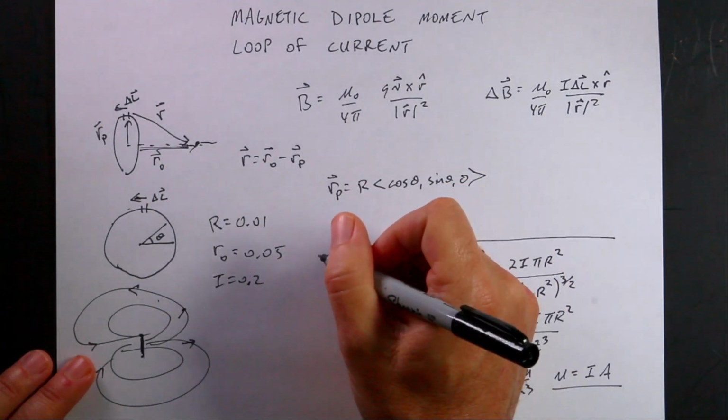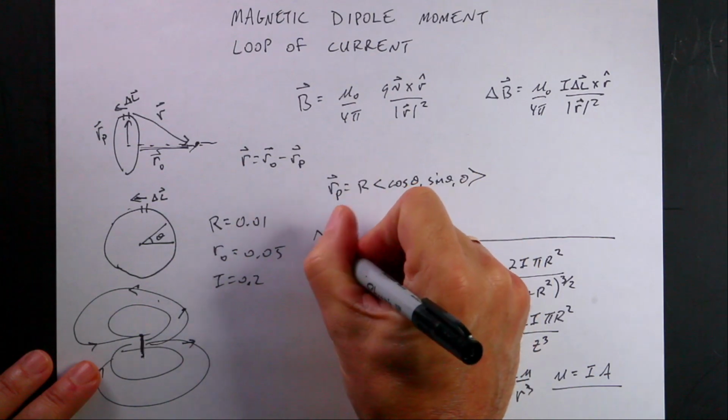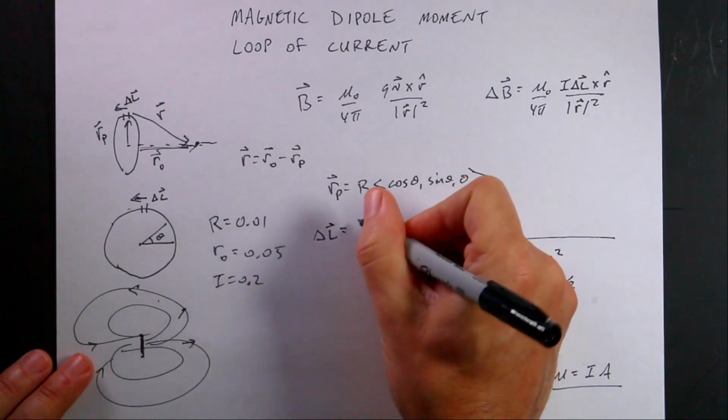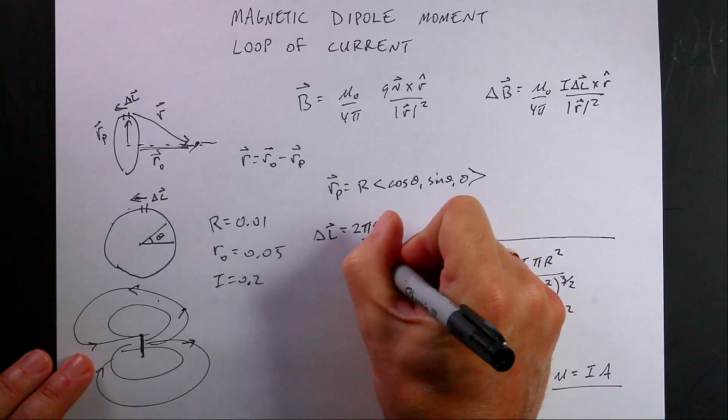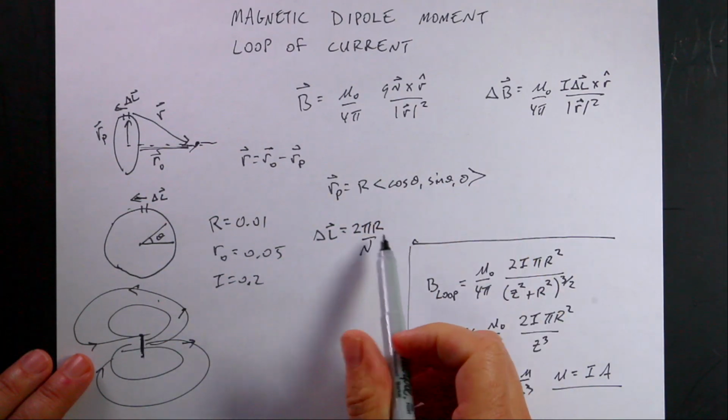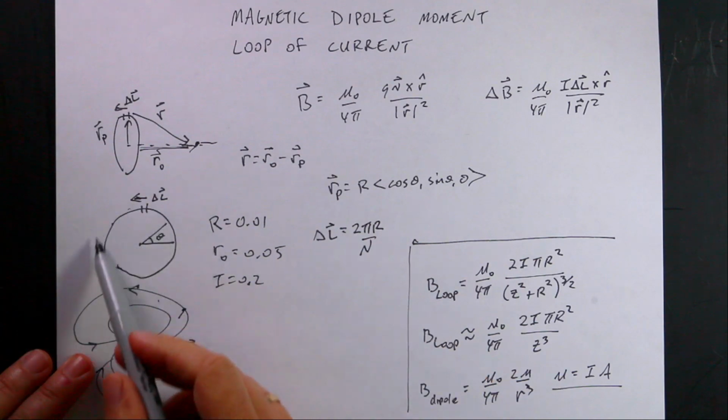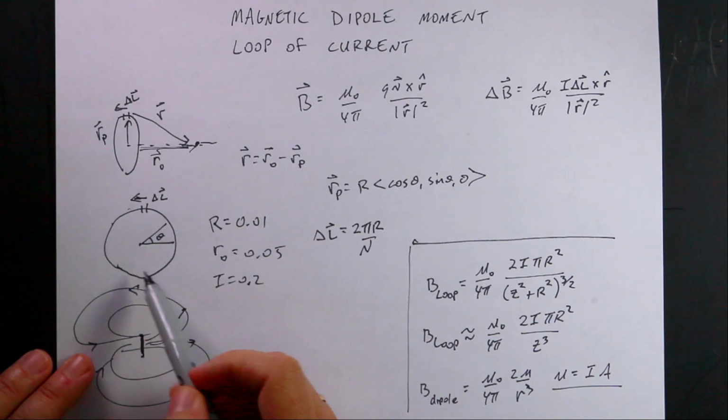I'm going to write it down and then I'm going to say it. Delta L equals, I'm going to write it out as 2 pi r over n. N is the number of pieces I break it into. So this is the length around the whole thing. I'm going to break the length into pieces.